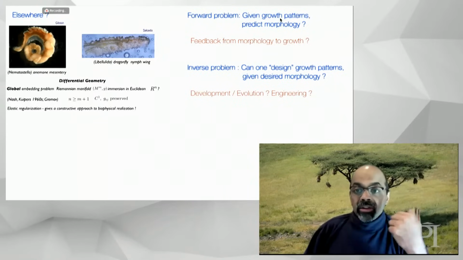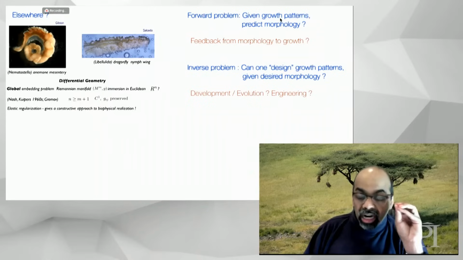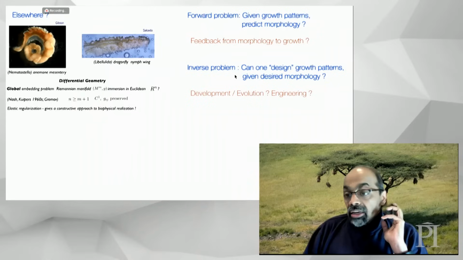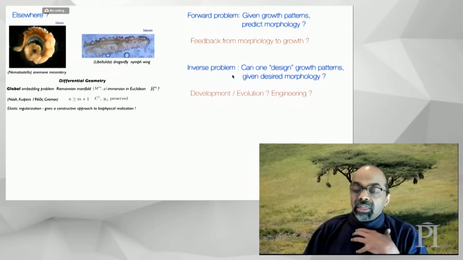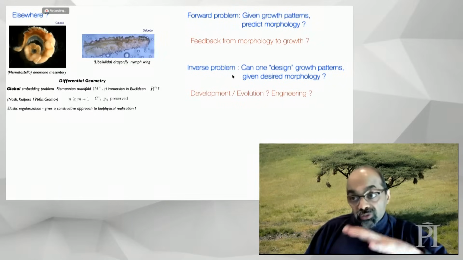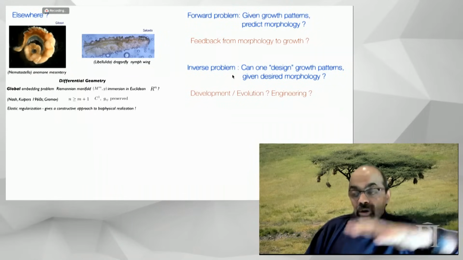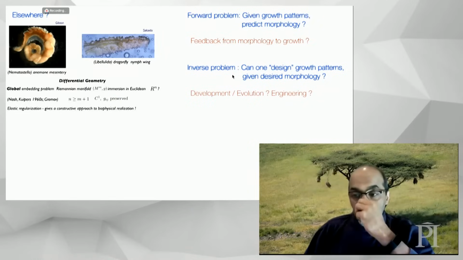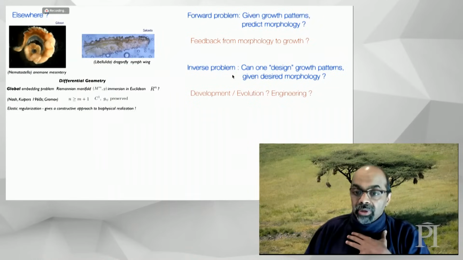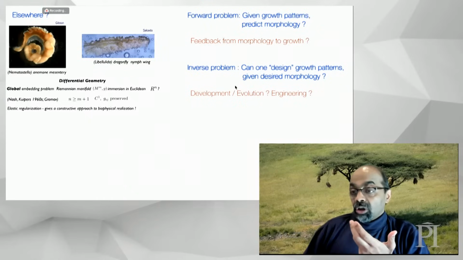Turning it backwards from morphology to growth, we are starting to get a sense of it. The inverse problem, can you design growth patterns given the desired morphology? So how do I go from a flat sheet to a face? How do I go from a flat sheet to a flower? Much, much harder problem. Of course, that's the problem that biology has solved. That's the problem that biology has solved in organisms.